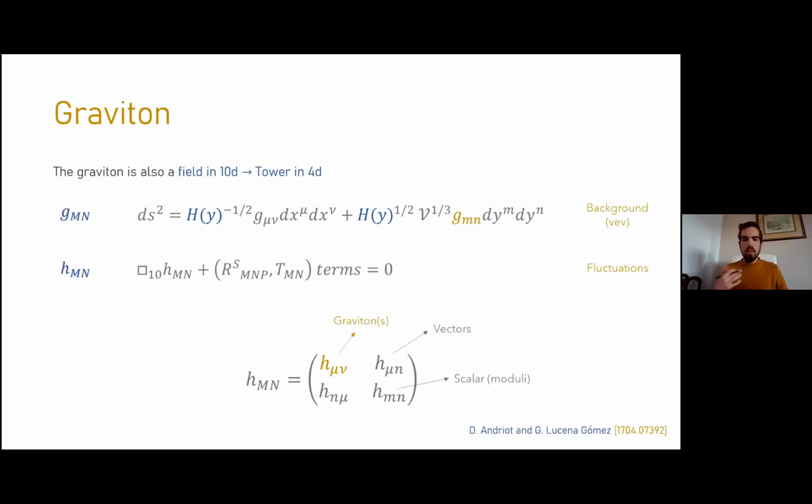But if you want to look at interactions, that's gravitational interactions, you actually want to look at the fluctuations around this background. And because it is a 10-dimensional field, the graviton itself will give rise to a massive tower of states, which will be the signature and encode the extra dimensions that we want to detect. So what we do in this work is derive the equation for these fluctuations, which is essentially a wave equation for the 10D graviton to linear order.